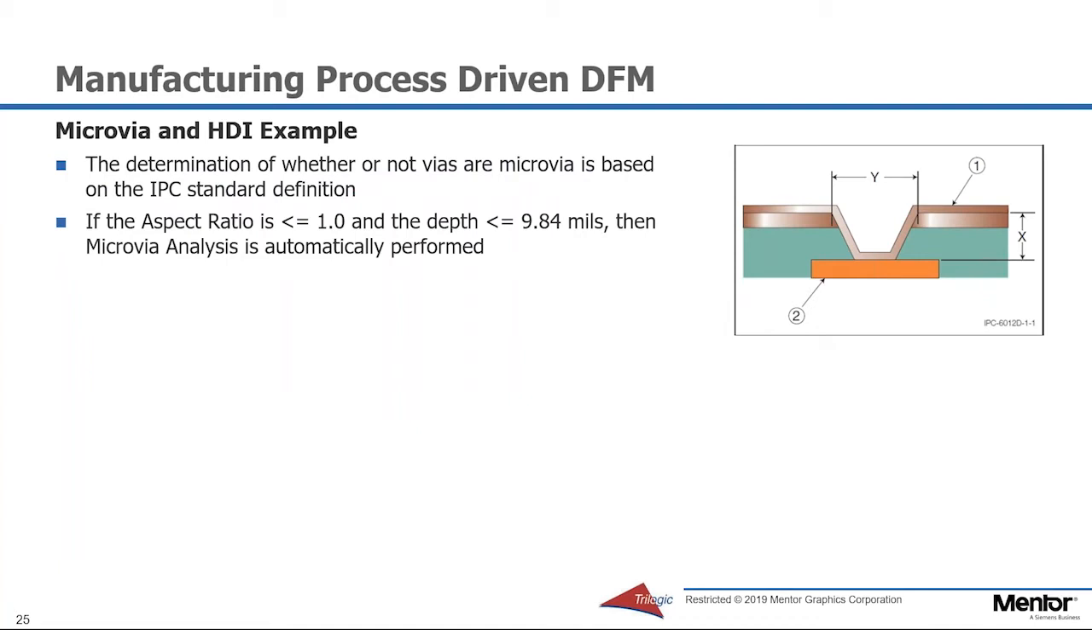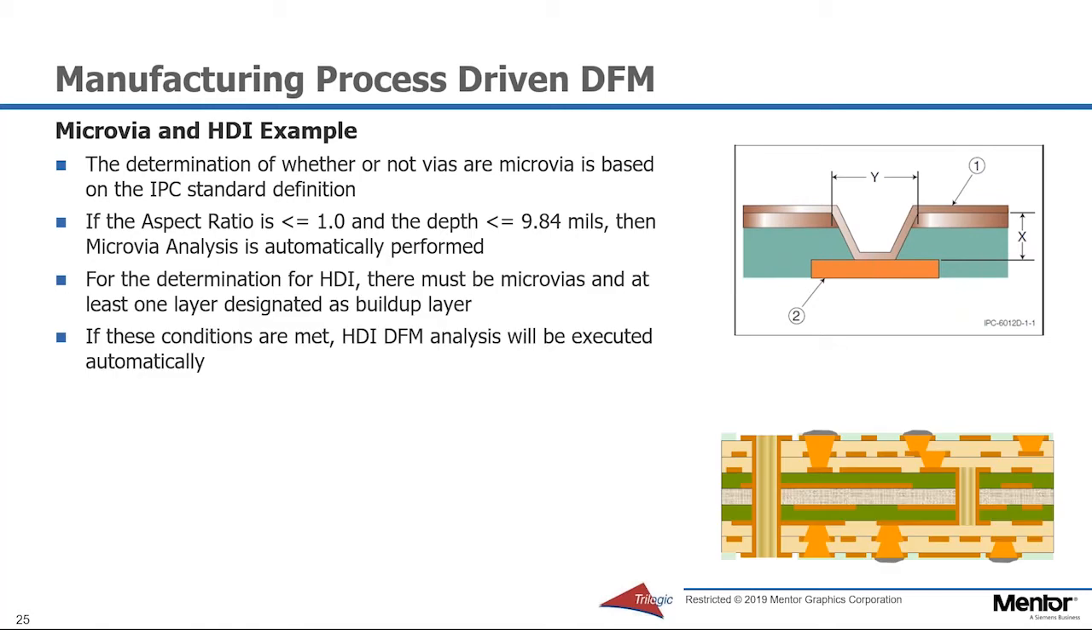Here is an example of manufacturing process-driven DFM. Based on the factors in the design, Valor can determine if the design contains any micro-vias based on the standard IPC definition. If the aspect ratio is less than or equal to 1.0 and the depth is less than or equal to 9.84 mils, then micro-via analysis is automatically performed.